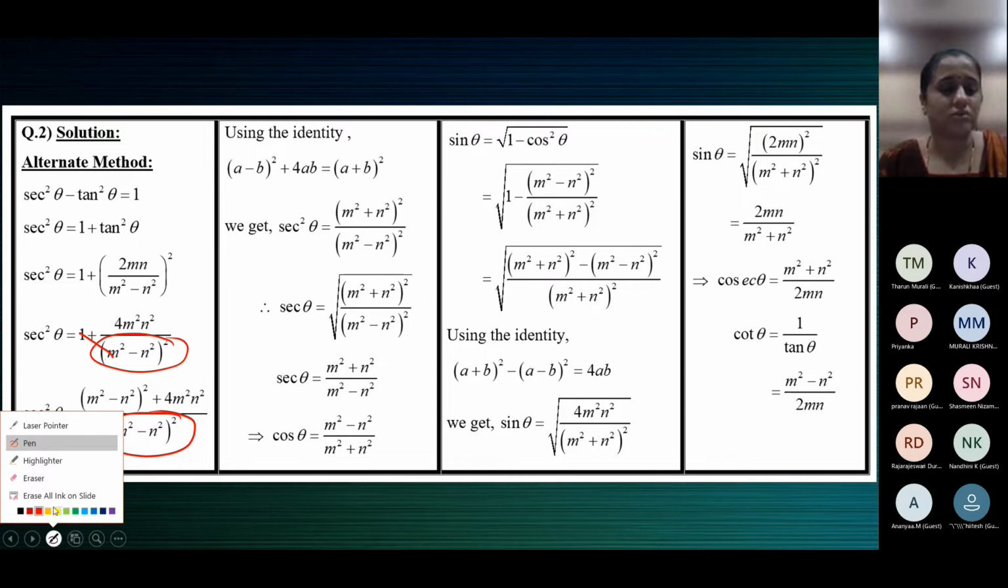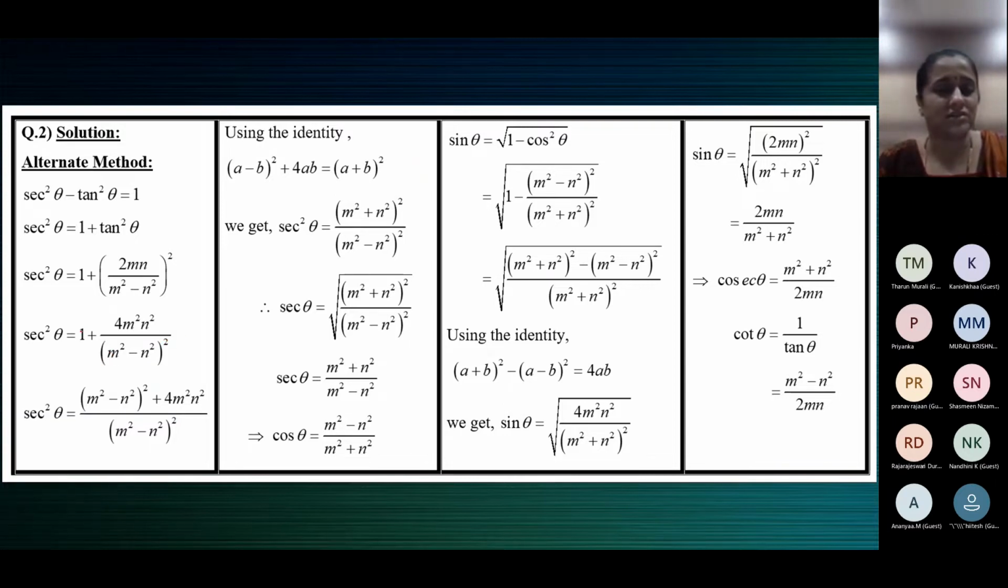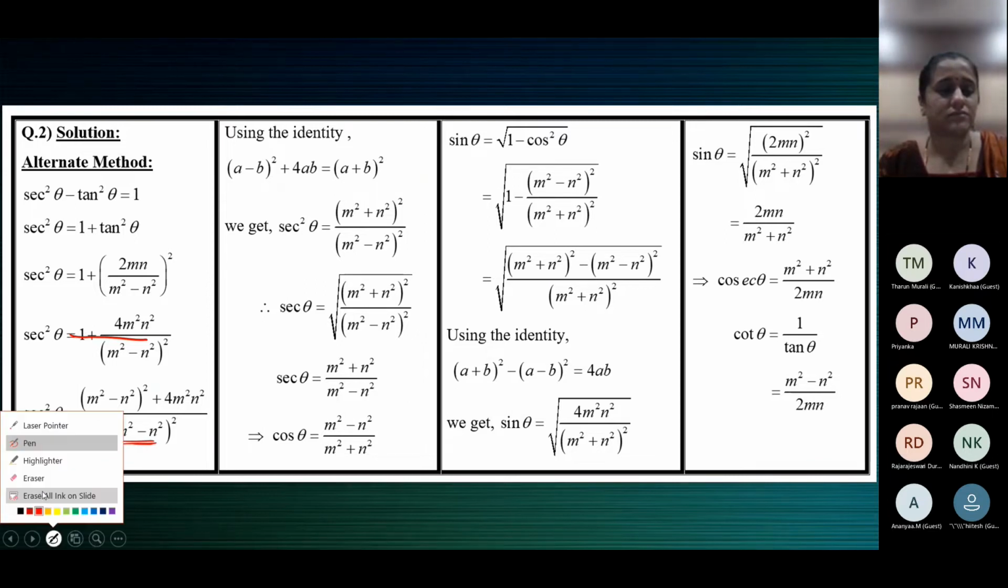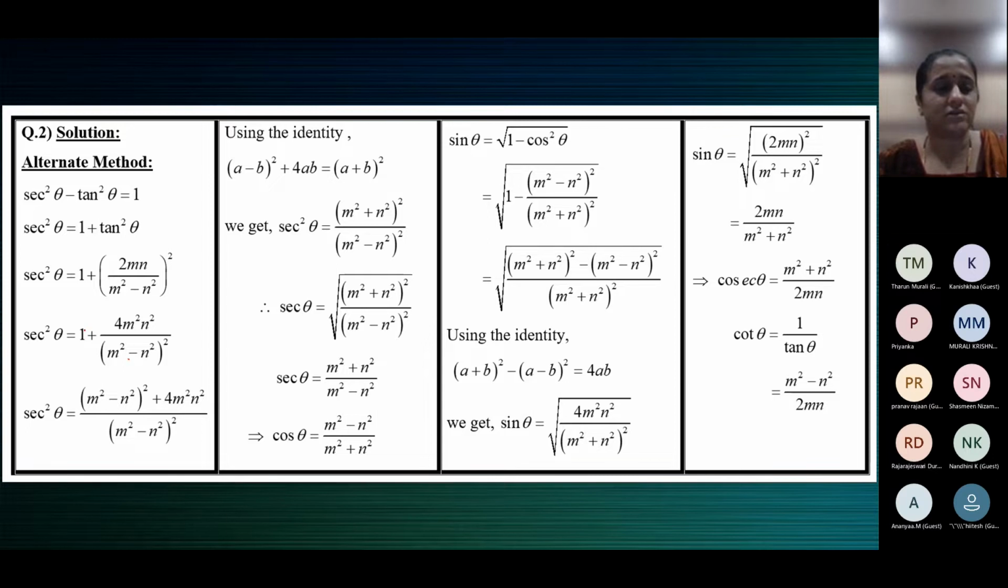This is something which you already know. Taking the common denominator, we have 1 plus something, so the common denominator for the whole thing is m square minus n square the whole square. So this will come here, in place of 1, this one, plus 4m square n square.